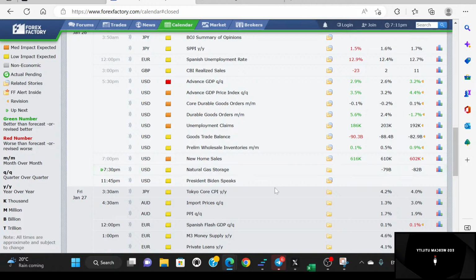So for that purpose, the central bank might increase the interest rate again to increase the value of the dollar and to reduce the purchasing power. All right. So based on the analysis of the economic data, the dollar has to go down. The gold has to go down. Based on the analysis of this data, the gold has to go down.